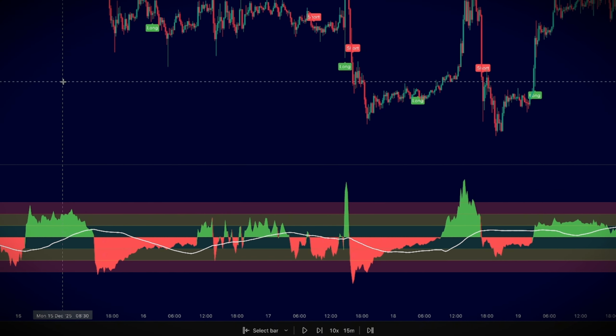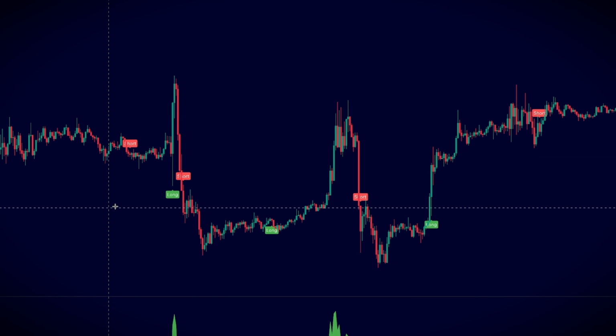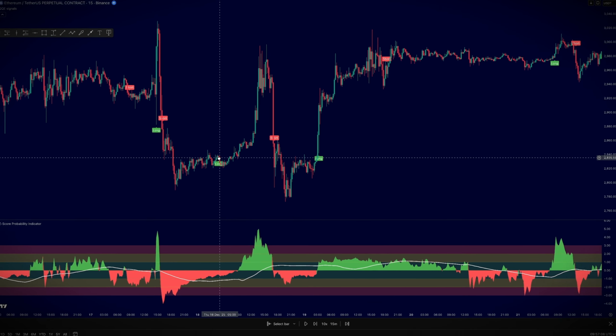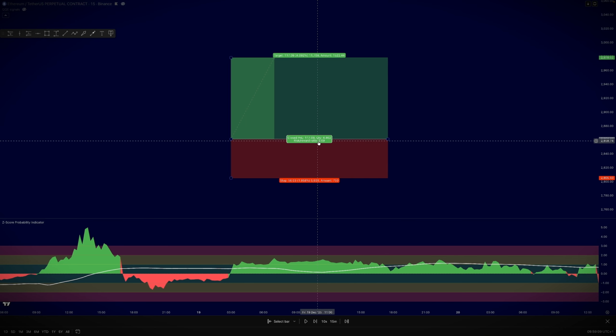Z-score probability measures this deviation in sigmas, while QQ signals filters out cases when the market is in a strong trend and the return does not occur. Another important point is that we use a fixed risk of 2 to 1. This is not by accident.